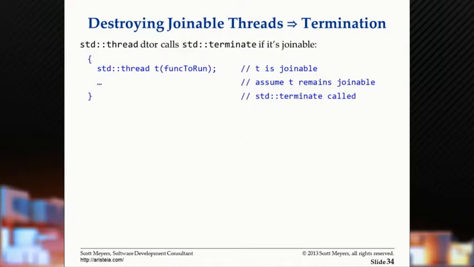If, however, you have a joinable thread and its destructor gets called, you call terminate. Your program stops. So in this example here, I open a block, I create a thread object T, I'm running some function, and then I execute my favorite code, which always works perfectly for me. I'm going to assume that the thread remains joinable. So I don't do a detach, I don't do a join, I don't move it anywhere else. And then at the end of that scope, the local object T goes away. That means its destructor gets called. Under those conditions, terminate gets called.